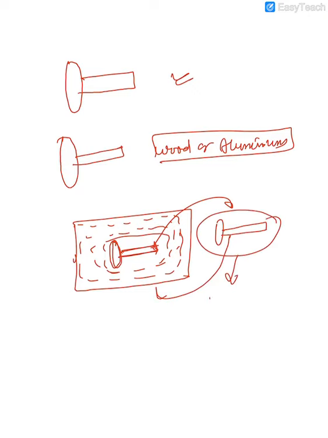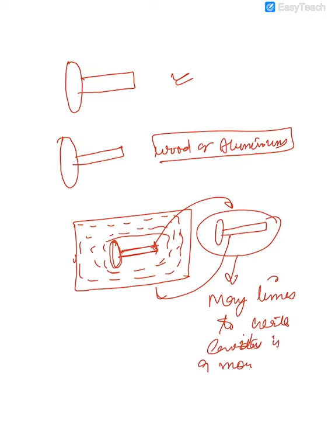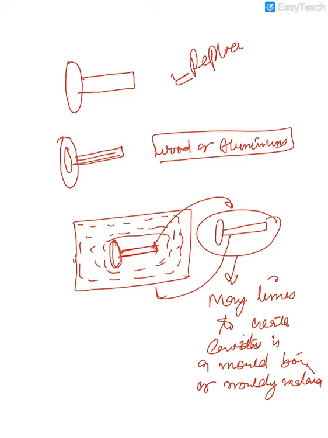This pattern can be used many times to create cavities in a mold box or in a molding material. So this is the pattern. A pattern can be defined as the replica of the final object to be made.